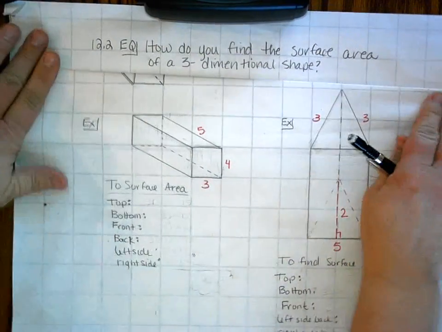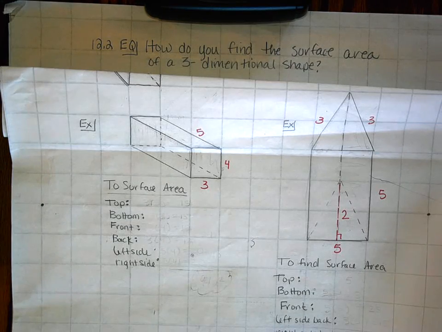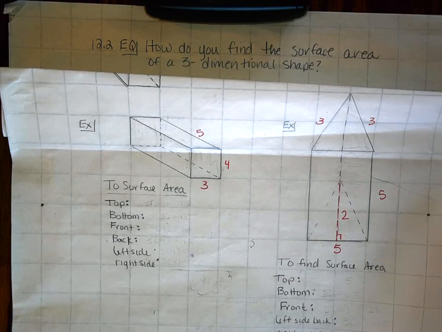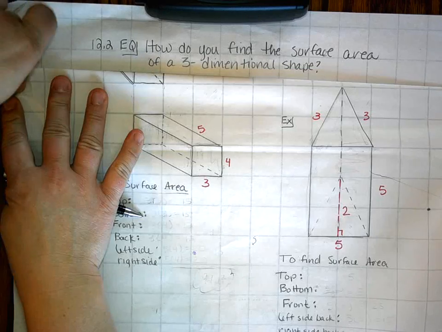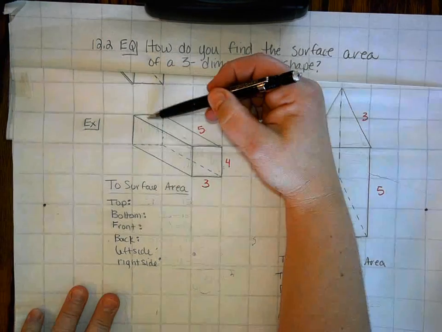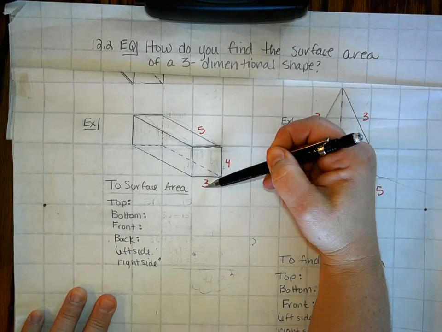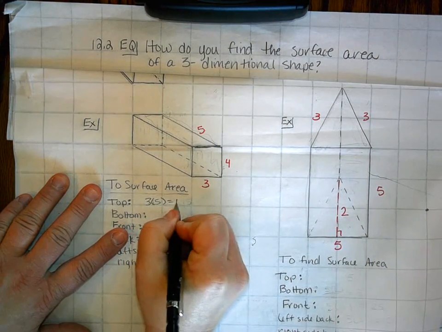Okay, so here we go, and we have a square prism just like I had up above, and we have a length of 5, a height of 4, and a width of 3. And to find the surface area of this, I have to find the area of each individual side. So I'm going to first start with the top, and the top is this shape right here. So this is 3, this measurement, and this measurement is 5. So my top area is 3 times 5 or 15.